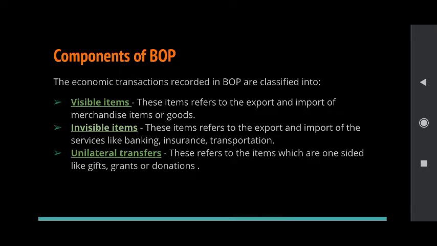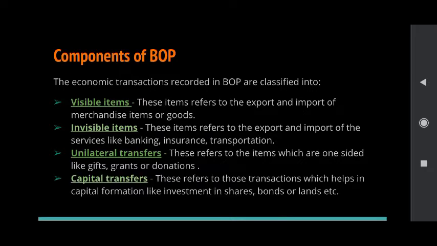The third component of balance of payment is the unilateral transfers or the one-sided transfers. That means it records any import and exports of gifts, grants or donations between two countries. And finally, the fourth component is the capital transfers. As the name suggests, it records all the monetary or economic transactions which help in capital formation, like investment in shares, bonds, or any property like lands or buildings, etc.